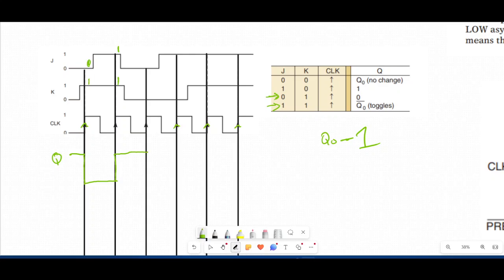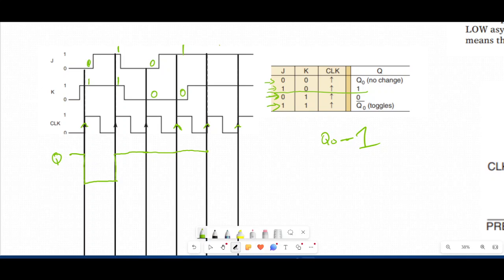Now immediately after this point, what do we see? J is 0, K is 0. There will be no change. So we're just going to keep going as 1. Now the next one, immediately after this PGT here, what do you see? J is 1, K is 0. What do we see here? Q be 1. So Q is going to continue to be 1 to get to the next PGT.